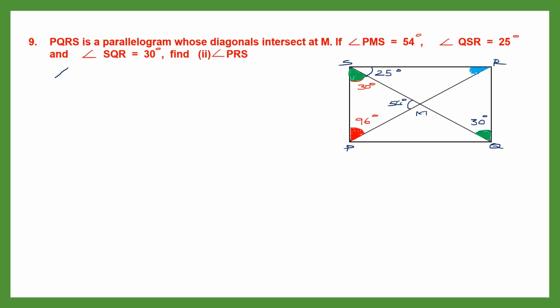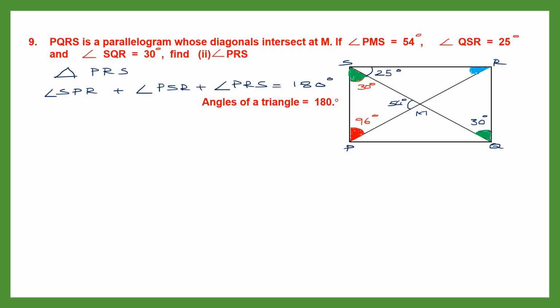So in triangle PRS, the angles, that is angle SPR plus angle PSR plus angle PRS. All this will add up to 180 degrees. What is the reason? Angles of a triangle equals 180 degrees. Now how much is angle SPR? Angle SPR is 96 degrees plus angle PSR. PSR is this angle here. This is S. So when you add up these two, you get PSR. So 30 plus 25 is 55. So that is 55 degrees plus PRS, which is the angle that we have to find out.